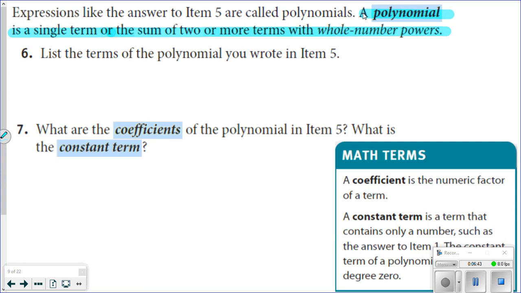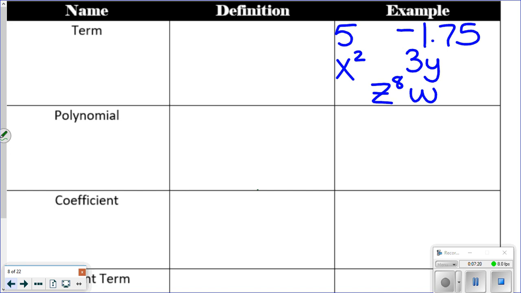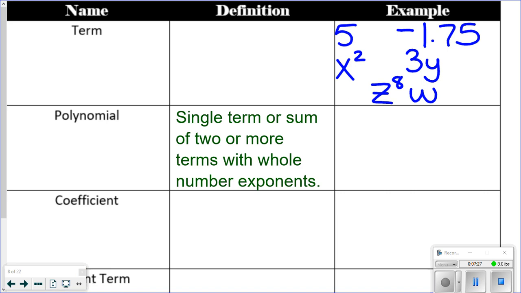Question 6 says list the terms of the polynomial that we wrote in question 5. So 16 is a term. Then we had 4x, which is a term. And we had 5x squared. Because I'm listing them, I'm going to separate them by commas. So we are going to add polynomial, or polynomial, some people say, to our sheet, which is a single term or the sum of 2 or more terms with whole number exponents.